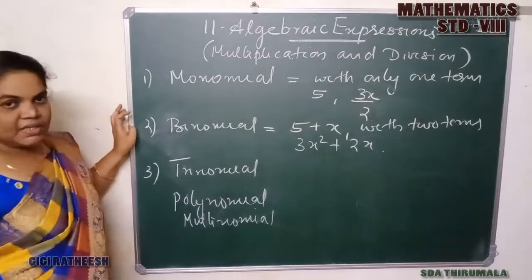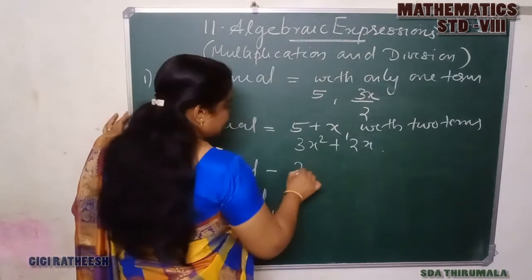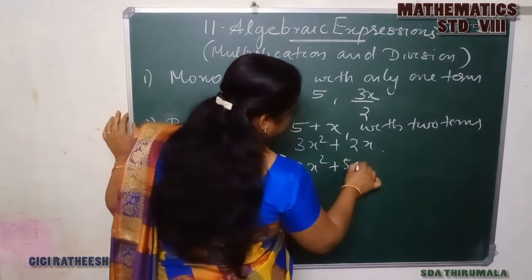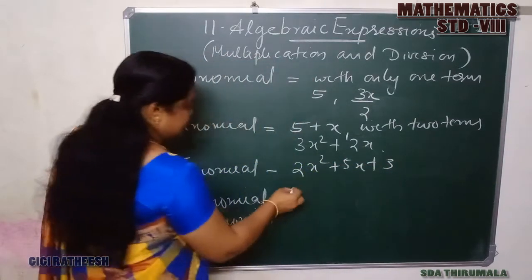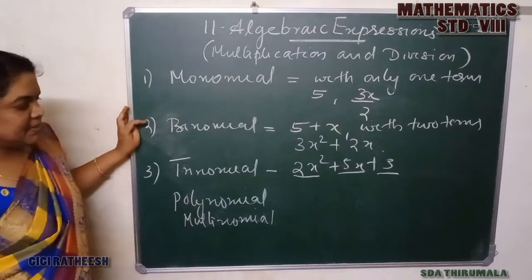And the third one is a trinomial. Trinomial means, tri means 3, an expression with three terms, that is 2x square plus 5x plus 3. These have three terms: the first term, second term and third term.